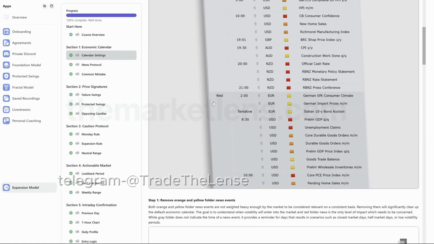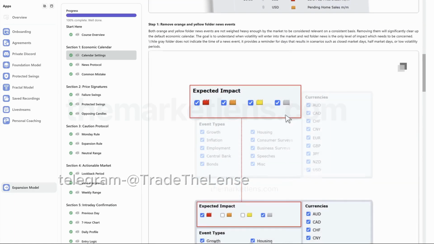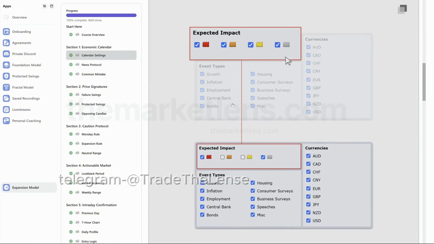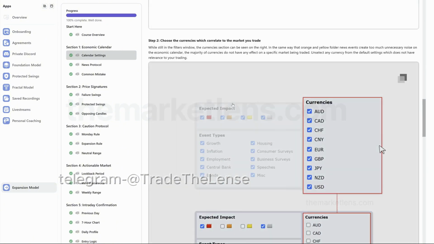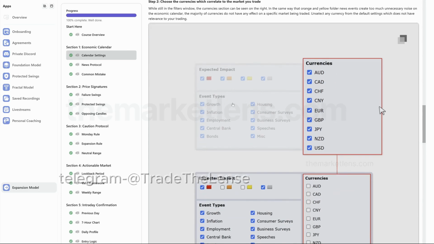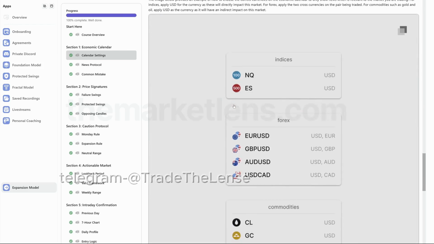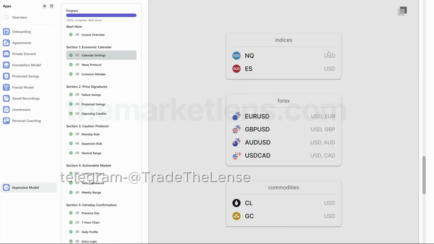And if we go back, first one, remove orange and yellow folder news events. We're going to do that right off the bat. That's the first step. Choose currencies correlated to the market that you trade. And we have that down here as well. So this is some example of what you would be doing if you're trading indices. All you want are USD folder news.